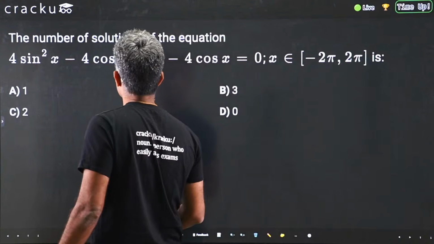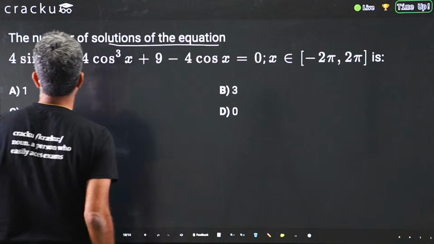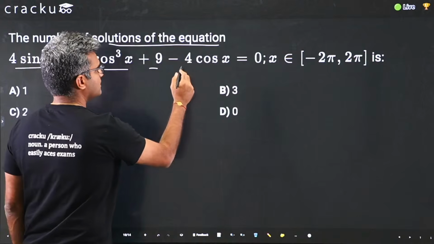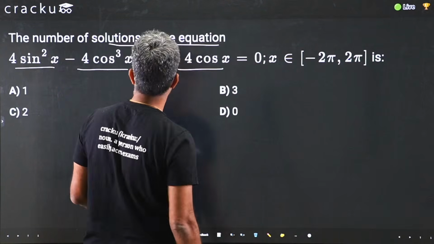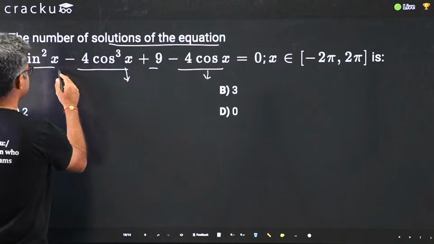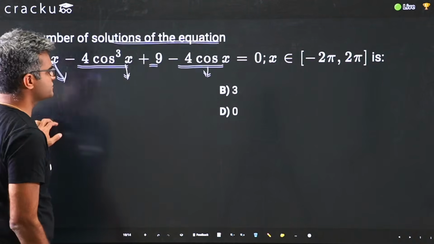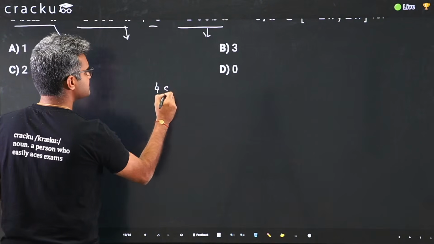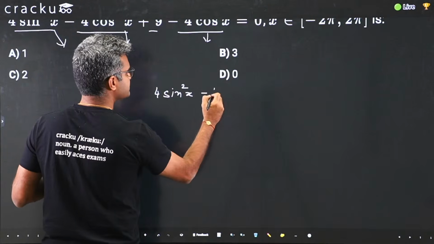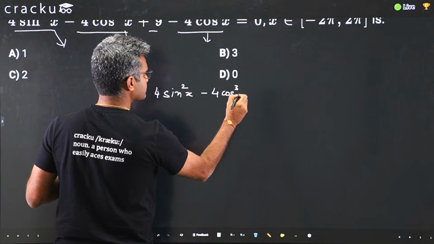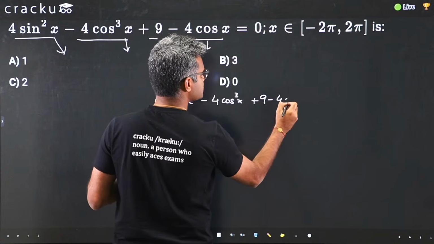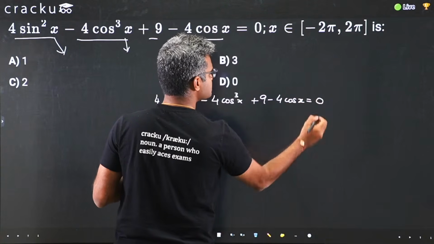In this question, we are asked to calculate the number of solutions of the given equation. We have 4 sin square x minus 4 cos cube x plus 9 minus 4 cos x is equal to 0. Now we have cos cube x here, we have cos x here. So instead of having sin square x, let us convert this into cos square x.